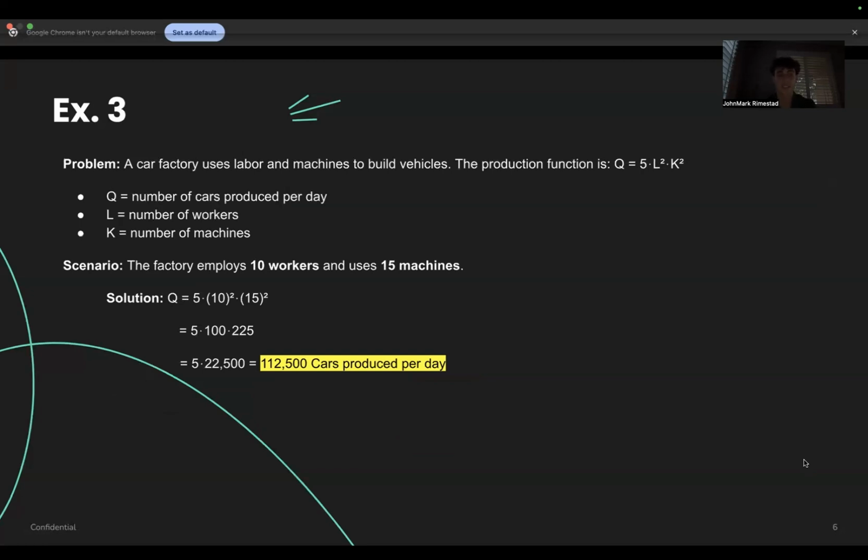A car factory uses labor and machines to build vehicles. The production function is Q equals 5 times L squared times K squared. So what do these numbers mean? All right. Q is the number of cars produced per day. L is number of workers. K is number of machines.